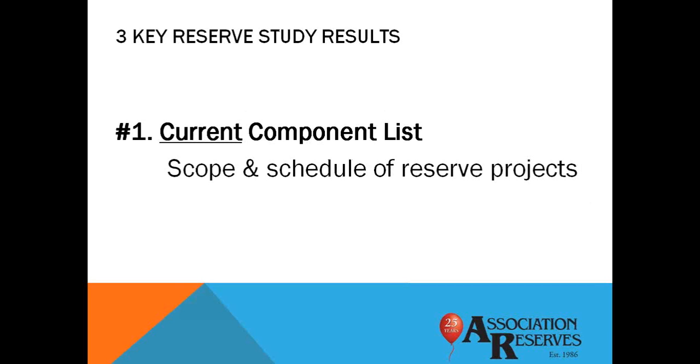So let's start with this association's current component list. In National Reserve Study Standards terminology, a component list is much more than just a list. A component list is also not an inventory of every common area asset. A component list defines the scope and schedule of the association's major common area repair and replacement projects.